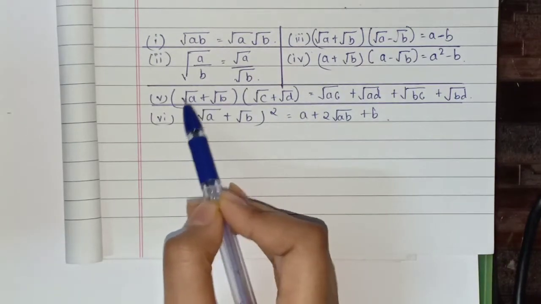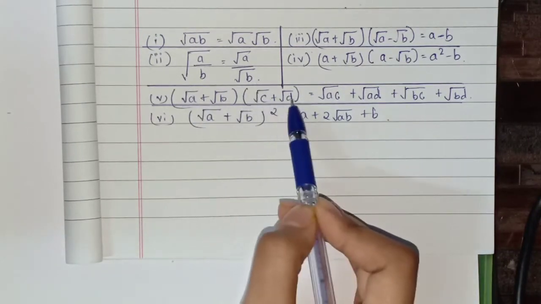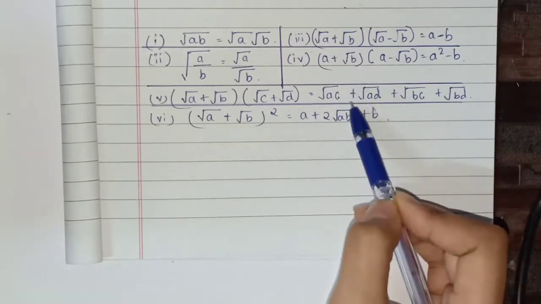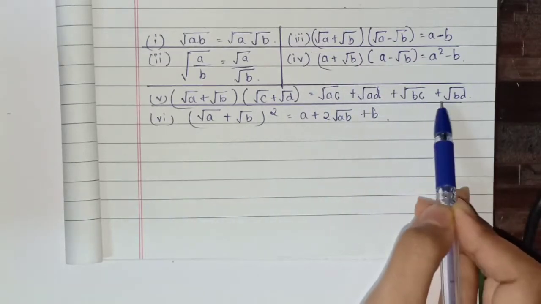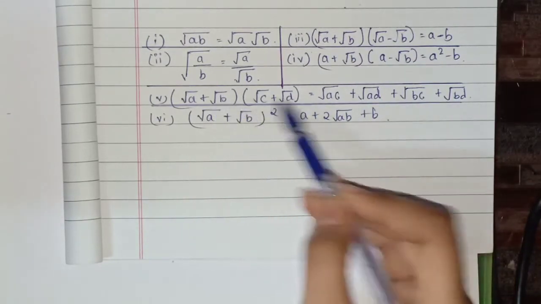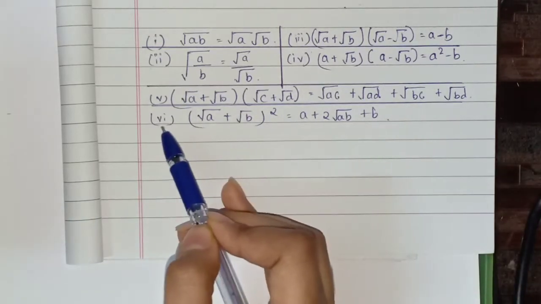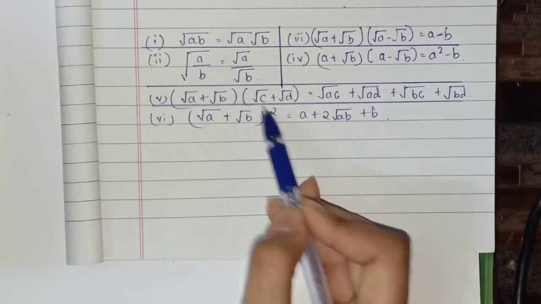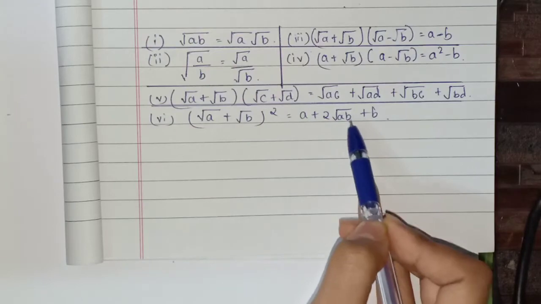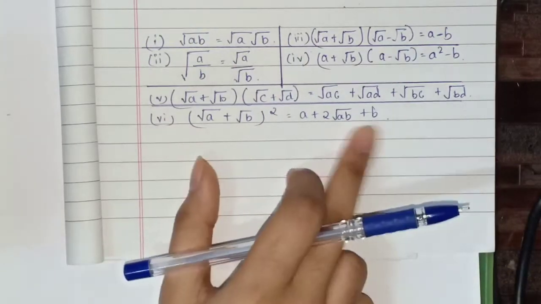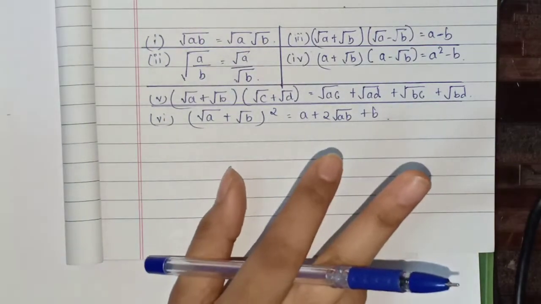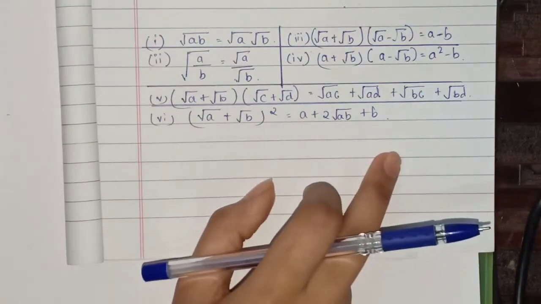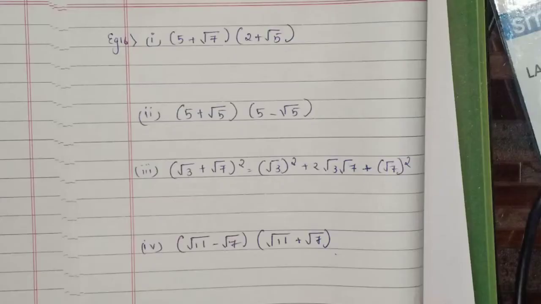And yeah, the fifth one is root A plus root B into root C plus root D is root AC plus root AD plus root BC plus root BD. That is all sorts of combinations. And the last formula is root A plus root B the whole square is equal to A plus 2 root AB plus B. This is similar to A plus B whole square formula. And yeah, with that, this ends the basics, and now we'll start solving the remaining examples.